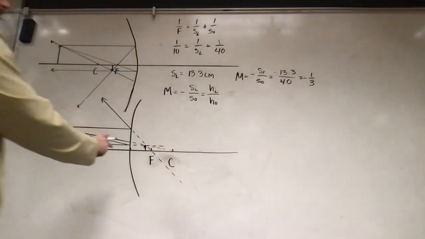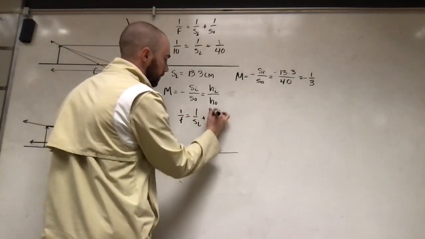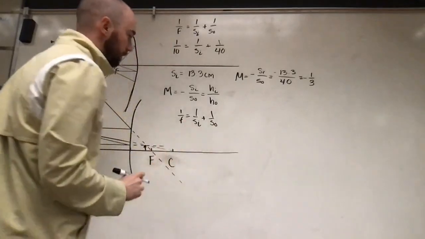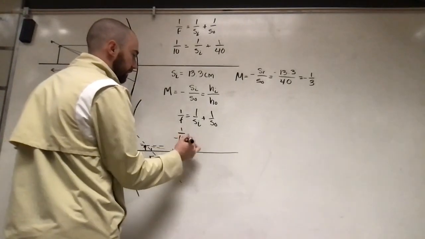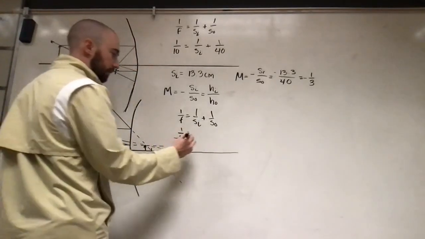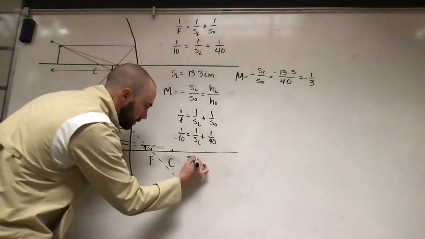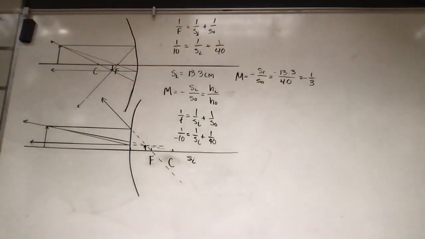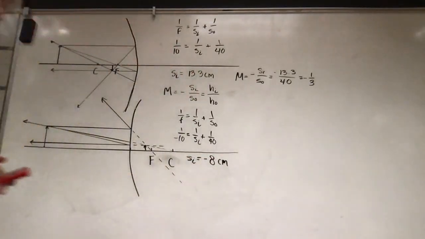Now let's do the same down here. The only difference is 1 over f, we still use the same equation, SI plus SO. I bet I'm going to end up with an SI that is negative. So my focal length here is -10 because it's on the back side. 1 over SI plus 1 over 40. When I solve for SI, let me plug all that in right here. So I have negative 1 over 10 minus 1 over 40. Take my inverse, and when I do that, I get -8 centimeters for my image distance.